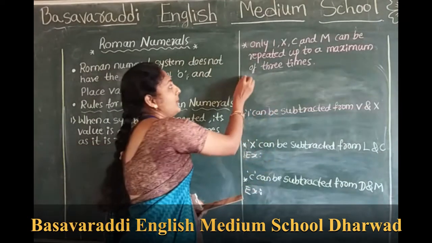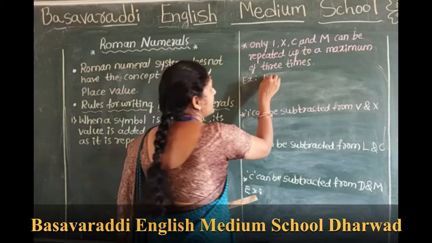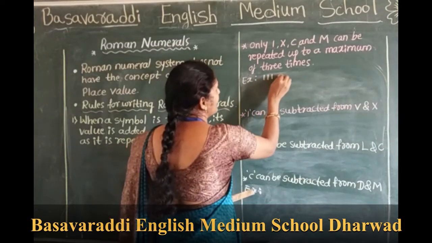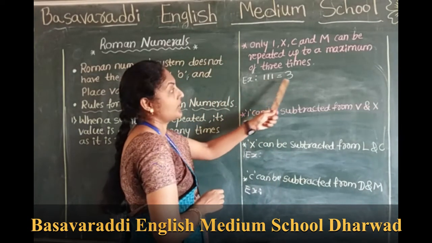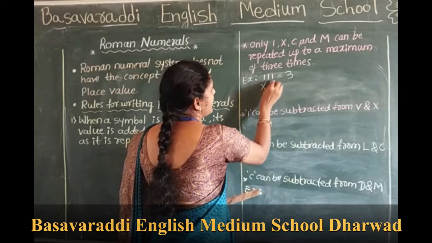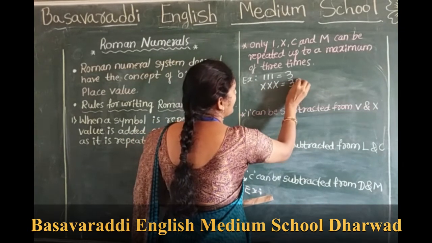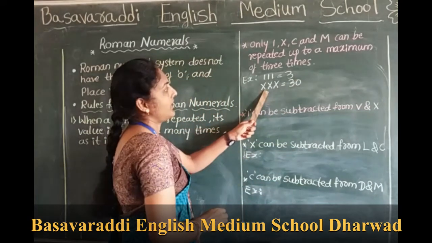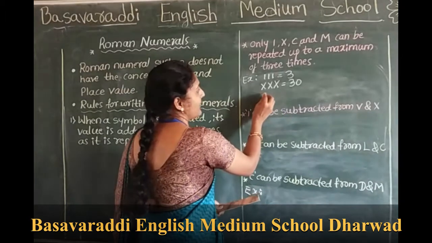With an example, I will show one example for that. III is equal to 3. This is the Roman numeral; this one is the Indian system. Okay, one more example: XXX. It means 30. Only the X is repeated here, maximum up to 3 times.